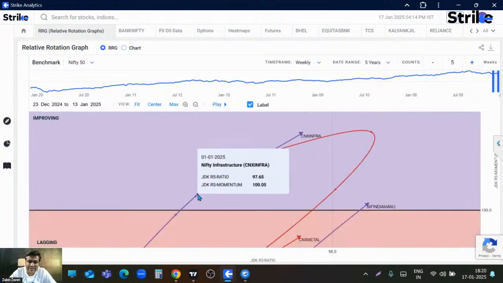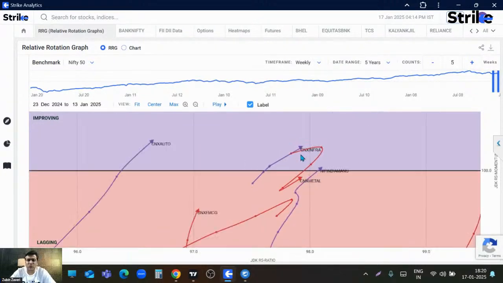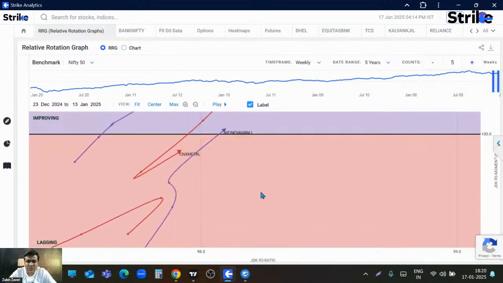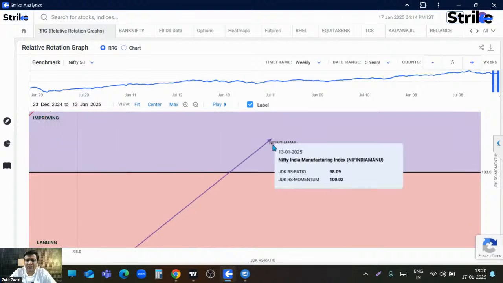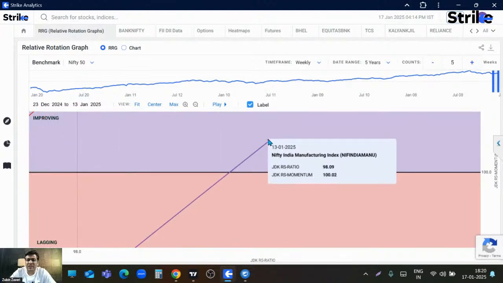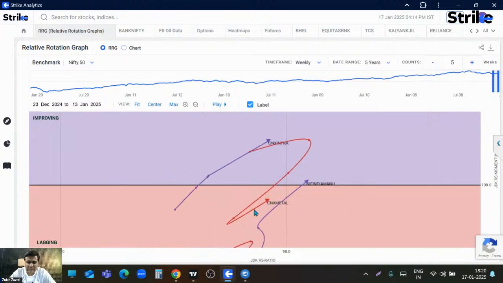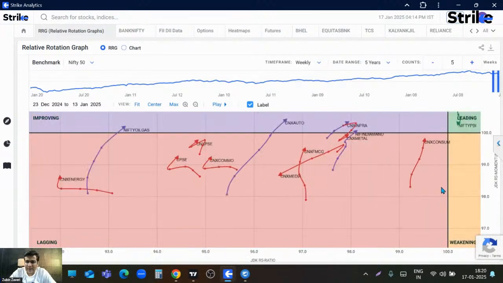Yeah, so the momentum has increased from this week. It was 100.05 and now it's 100.30. So a slight increase in infra momentum, and which is this one, Nifty India Manufacturing Index. Okay, that has also crossed its border. Metal is right behind it, so we'll wait for metal.